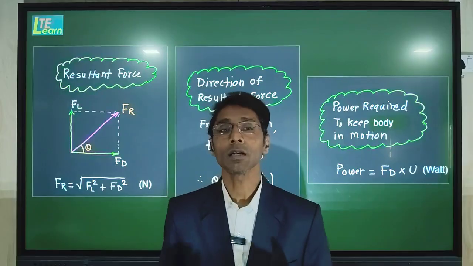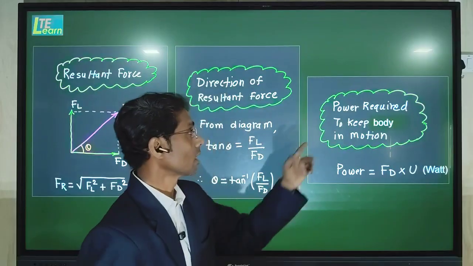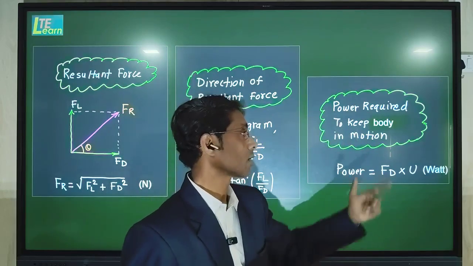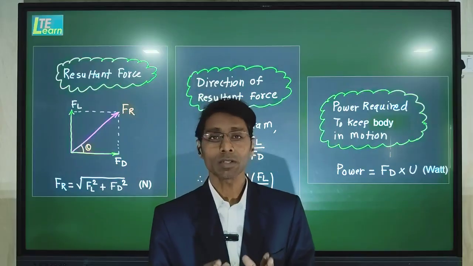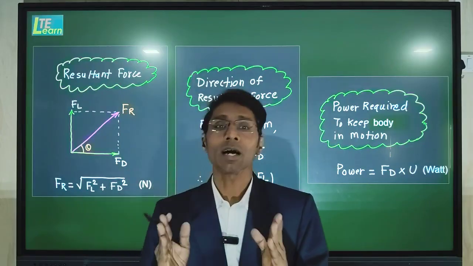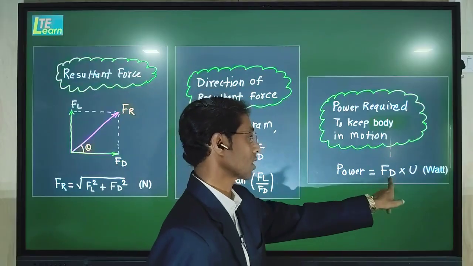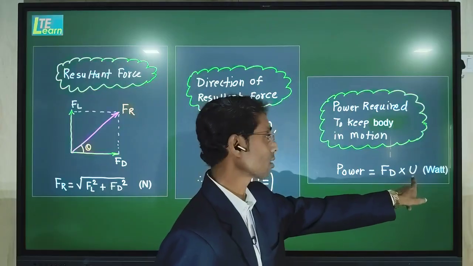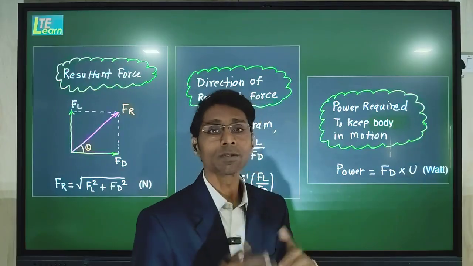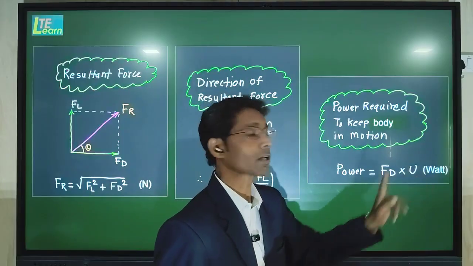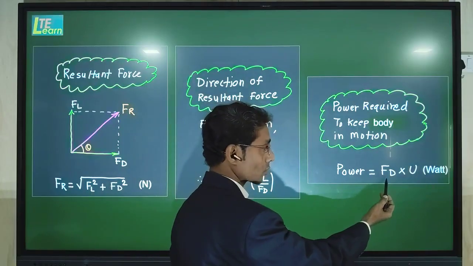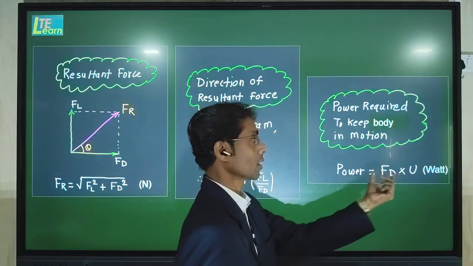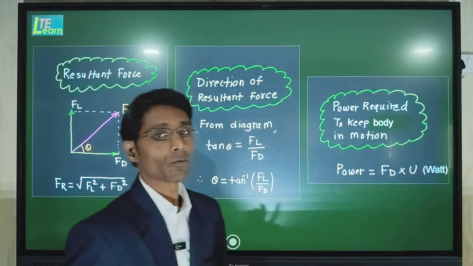Now, in the numerical, it is asked to calculate the power required to keep the body in motion. For that purpose, we take the formula for power. We know that power is the product of force and velocity. Here we take into consideration the force, that is the drag force, and the velocity, that is the wind velocity or air velocity. In case the object is moving, then it is the object velocity in meter per second. So Newton force times velocity in meter per second gives Newton meter per second, which is power, further expressed as watt.